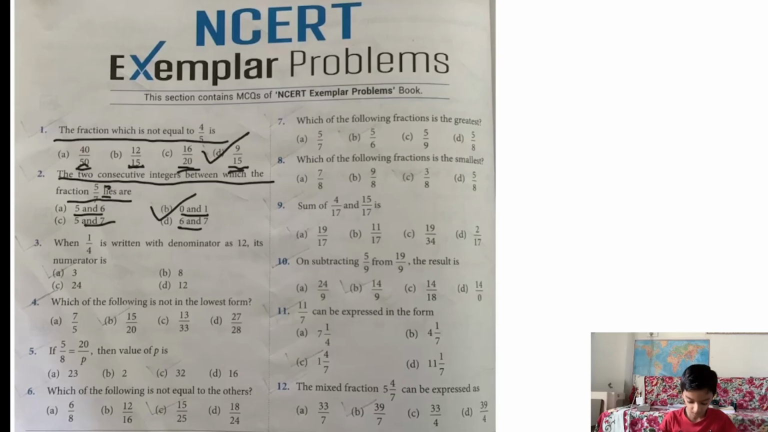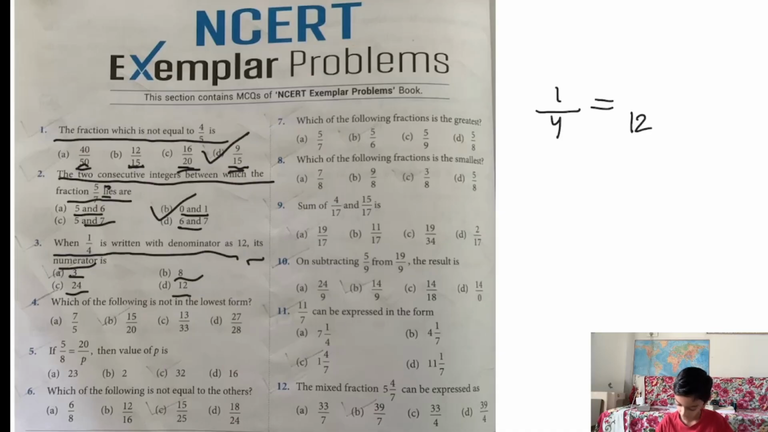Third question. When 1 by 4 is written with denominator as 12, its numerator is, the options are 3, 8, 24 and 12. Here they are saying 1 by 4 is equal to something with the denominator 12. First we'll see which number we have to multiply by 4 to get 12. So 4 multiplied by 3 is equal to 12. So here we'll multiply by 3.